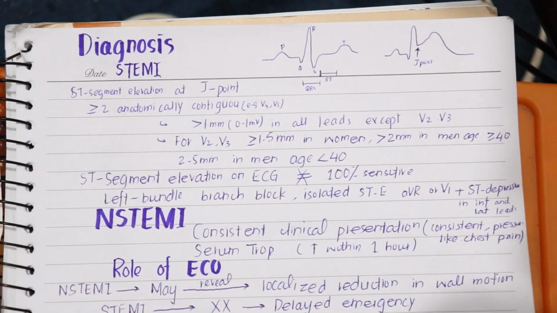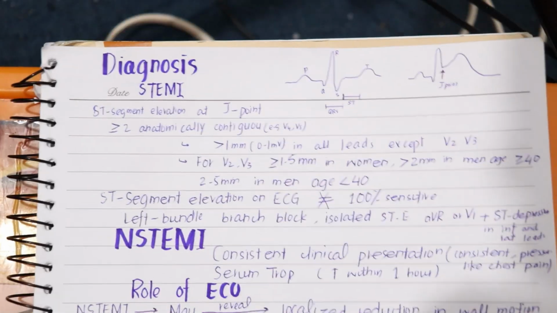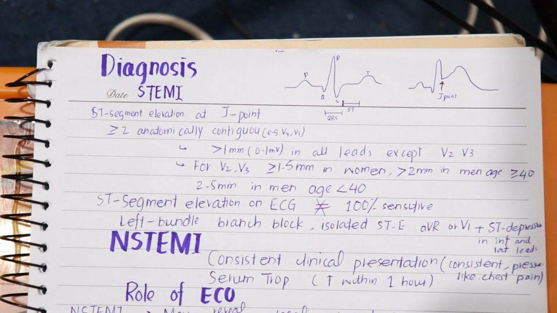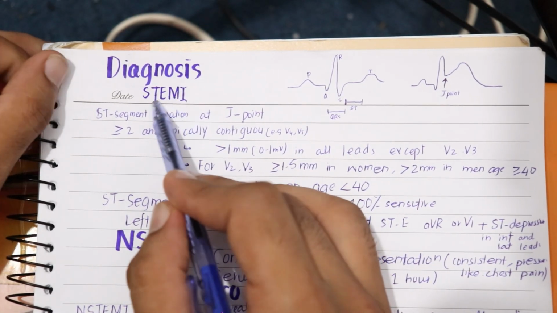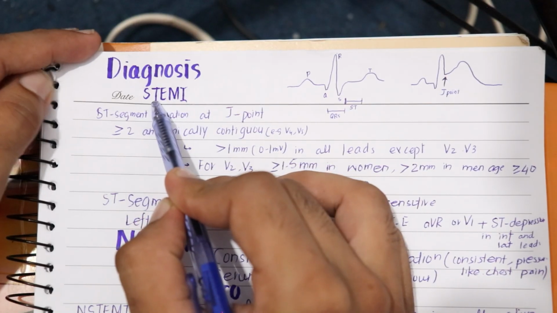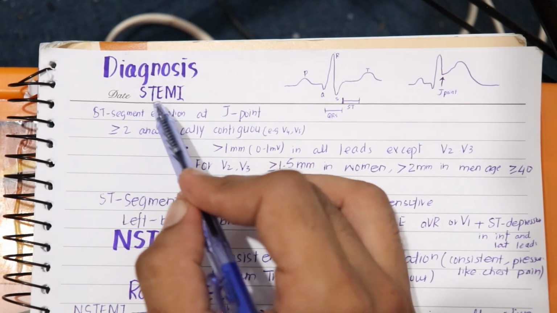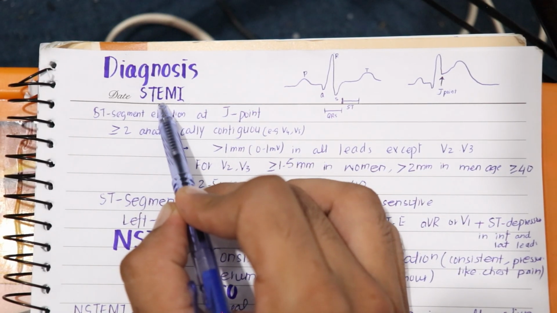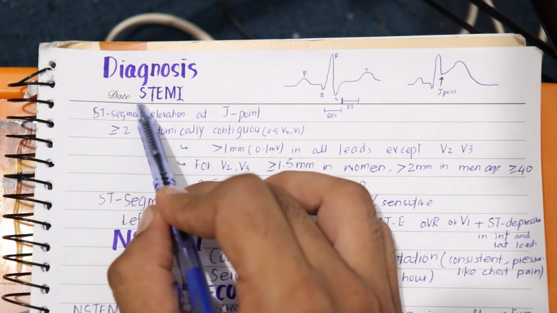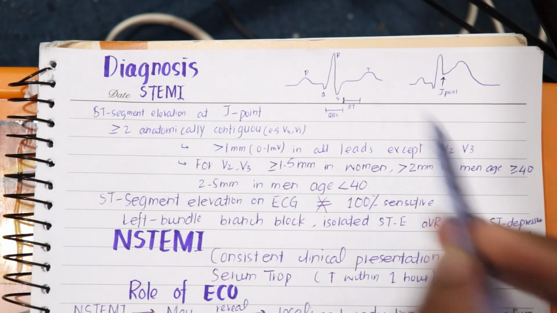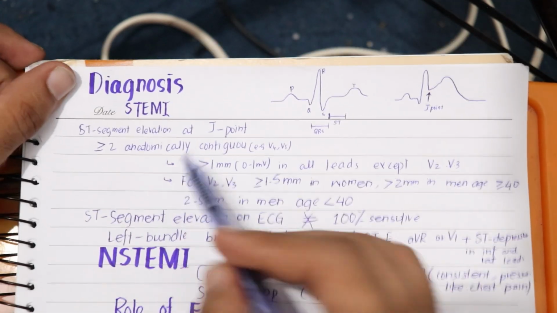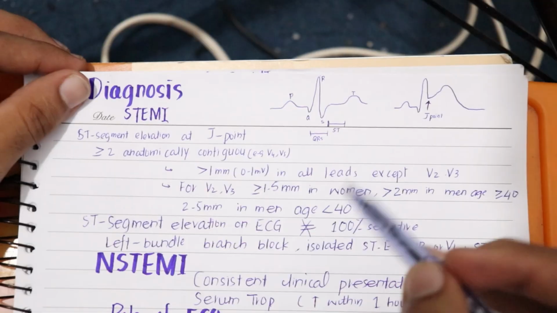So now how will you diagnose a patient presenting to you with these symptoms? First of all, there is history as well as physical examination. After that, you will tell the patient to do an ECG, and on ECG, if the patient is having STEMI, any ST segment elevated myocardial infarction, there would be ST segment elevation at the J point. So what is the J point?